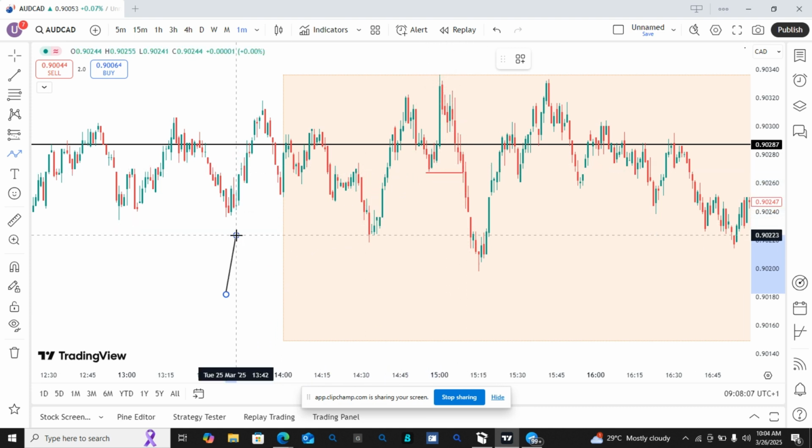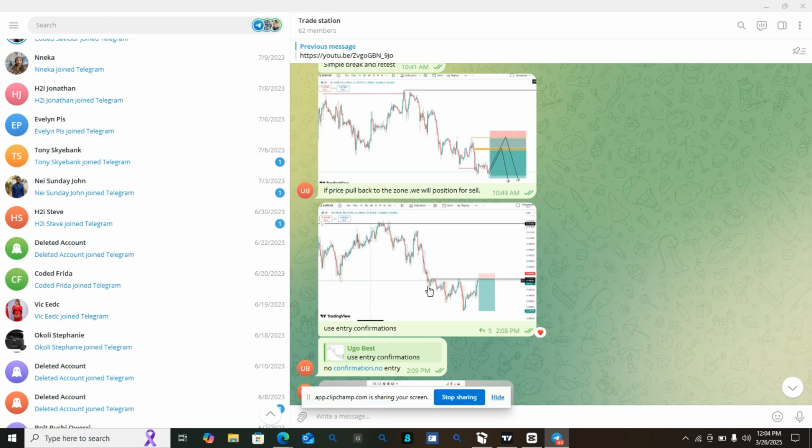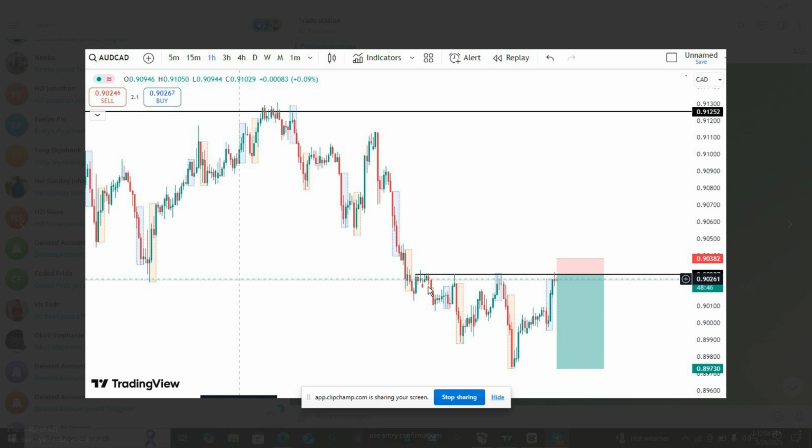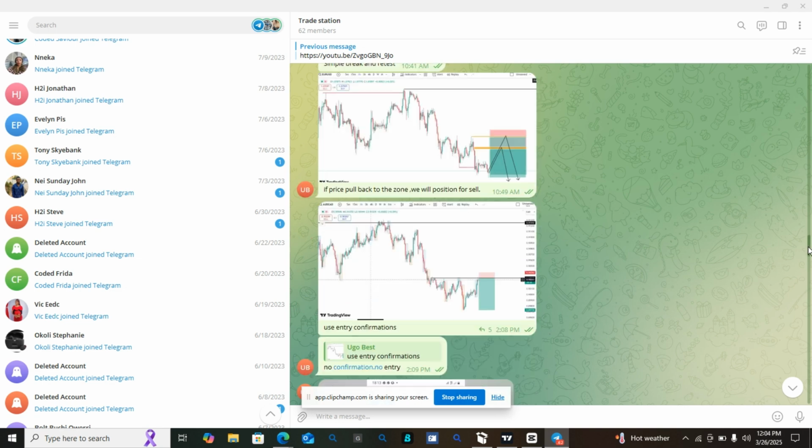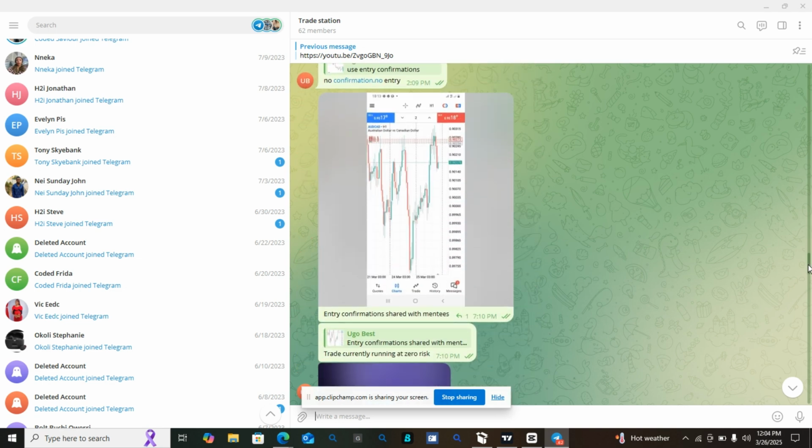So let's go to my Telegram channel. This is my Telegram channel, and this is where I drop the AUD CAD trade idea. You can see it, this 1 hour time frame, and this is a pictorial chart of the AUD CAD. Price was currently trading and taking out all the liquidity above this zone when I dropped this entry. But I said use entry confirmation. So when the entry confirmation came, I moved down to my paid group where I have my mentees, and I directed them on what to do.